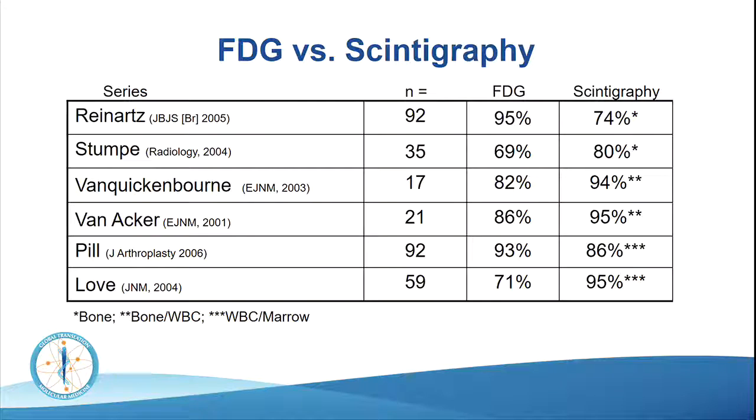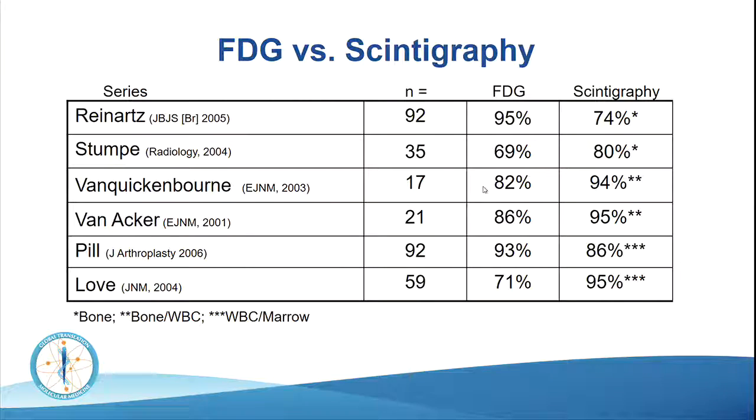What about comparing FDG to conventional scintigraphy? Well, Reinhardt et al., comparing it with bone scintigraphy, found that FDG was more accurate than bone scintigraphy. Stumpy found just the opposite. Bone scintigraphy was more accurate than FDG.